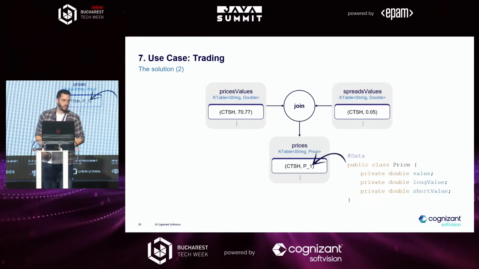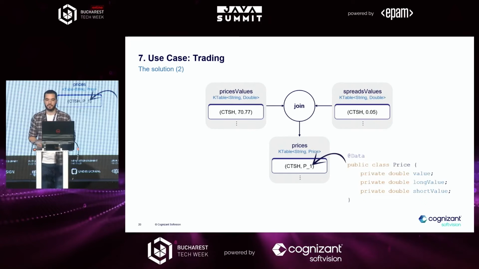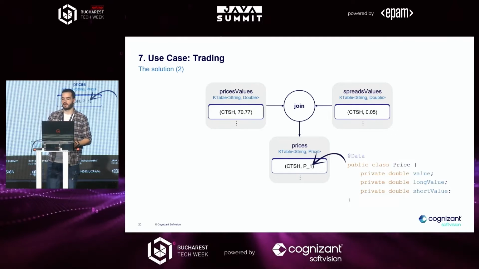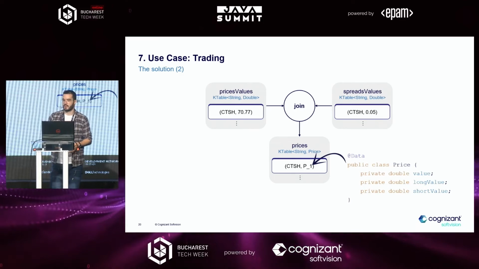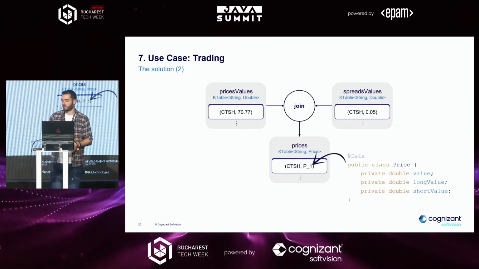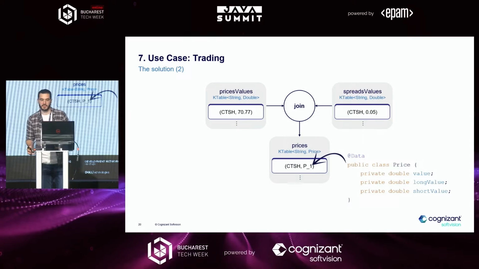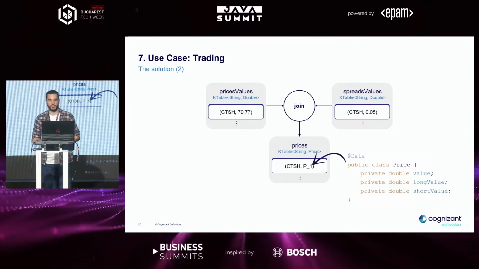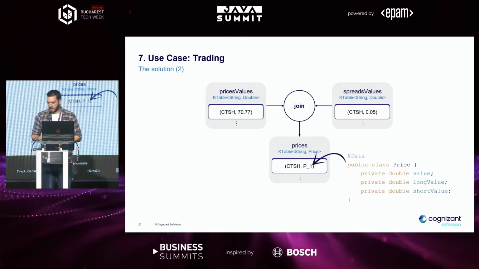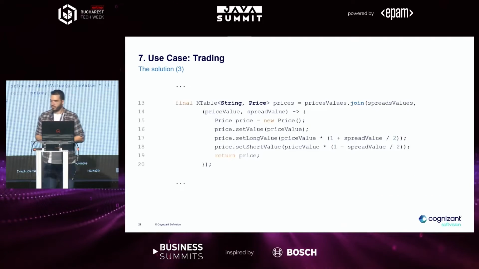Next, we want to join the prices stream with the spread stream and create a new KTable containing a new type of object that has the original price value, the price value for the long orders, and the price value for the short orders.